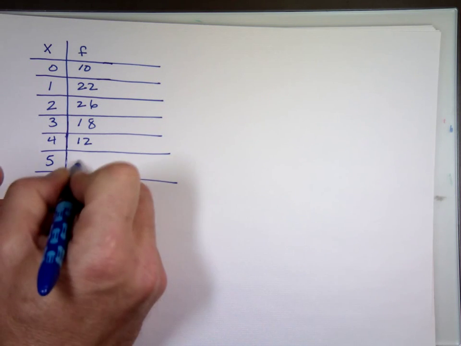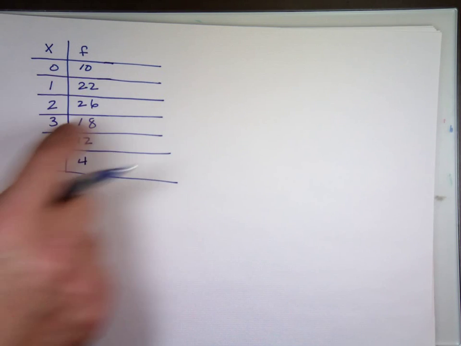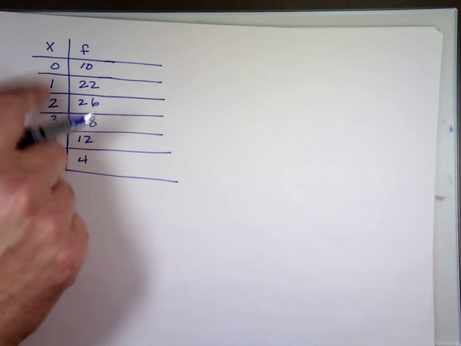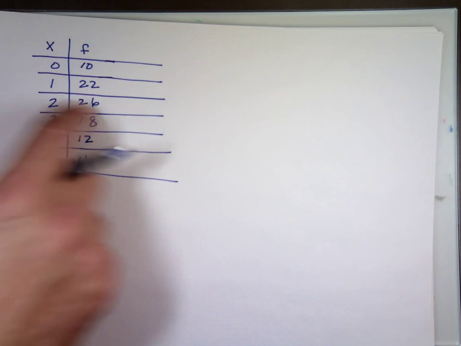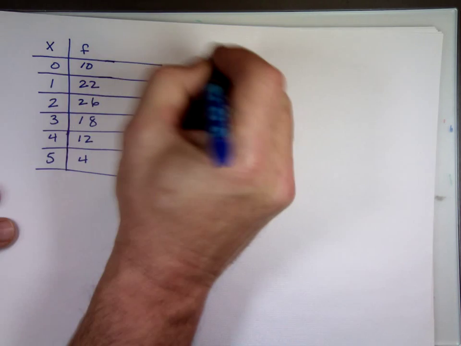And 5 siblings, we got 4. I'm going to stop here. I'm sure there's other people with 6, 7, 8, but that's plenty. How would you calculate what the mean is? That means you get 10 values of zeros, 22 values of 1, 26 values of 2. To find the mean, usually you add them and divide by the number of values, but not when you have a frequency distribution table.